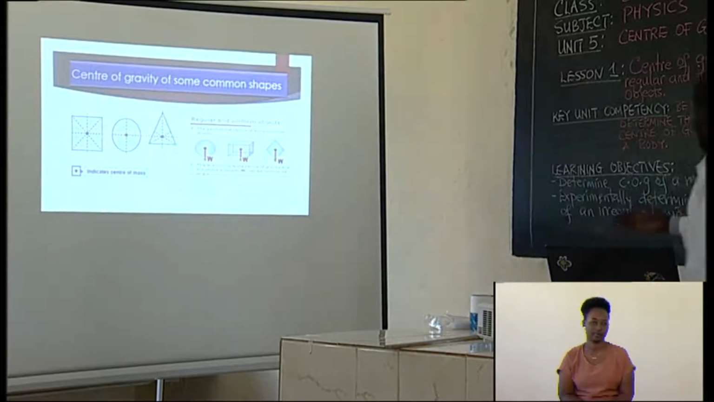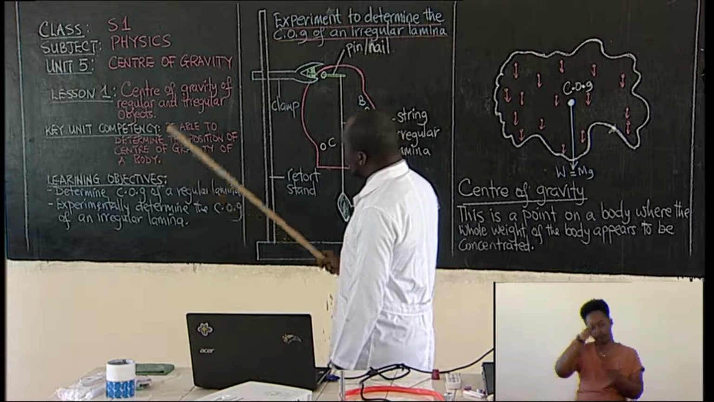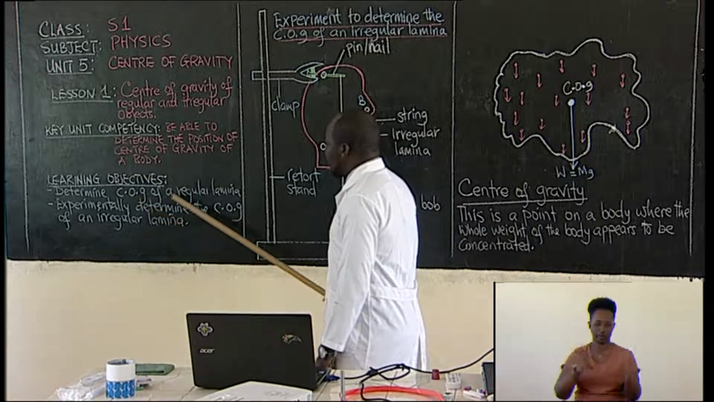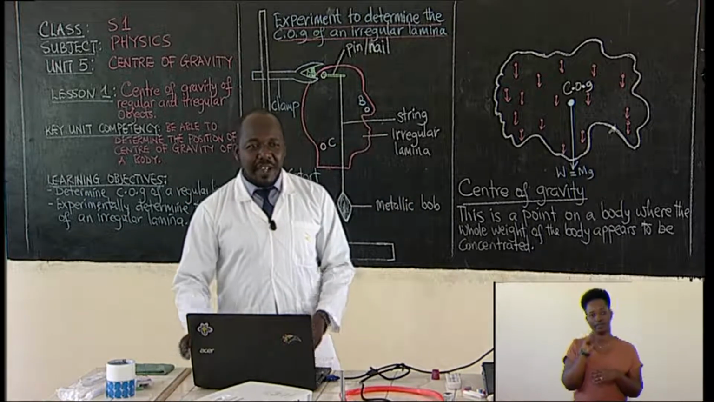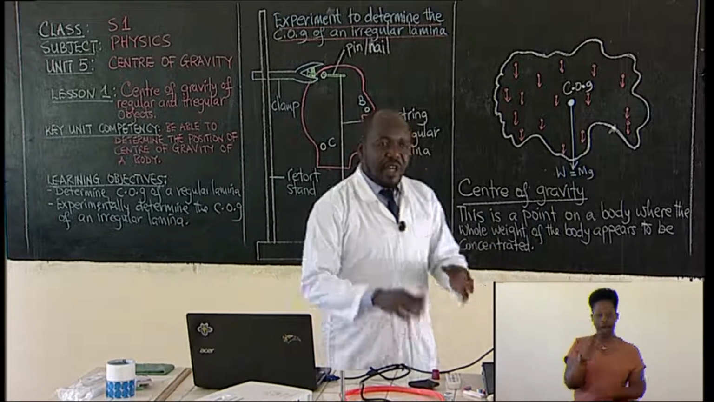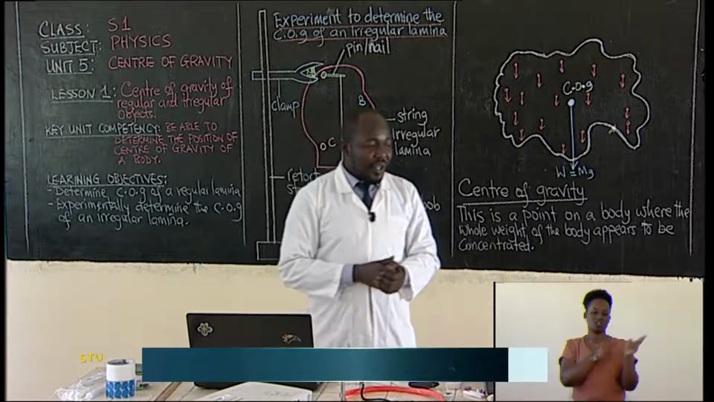Now, if you come back to one of the learning objectives here, we want to be able to determine the center of gravity of regular lamina. Now, a regular lamina is a regular body, a body with a regular shape. You must have looked at that before.